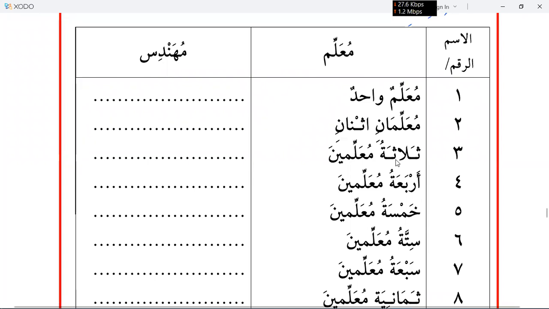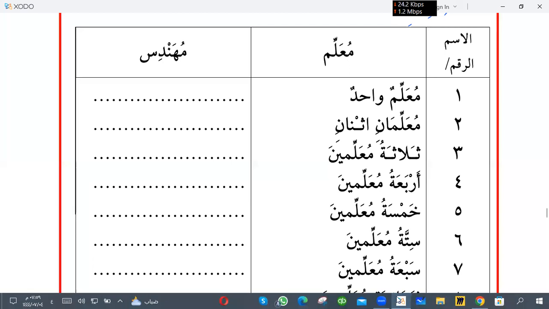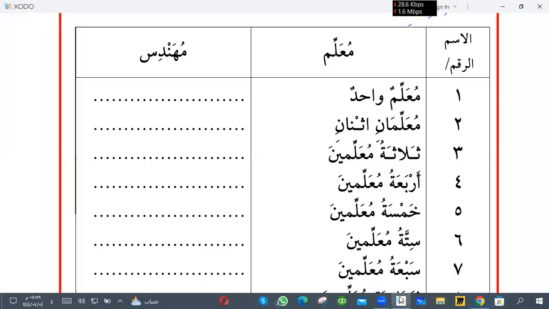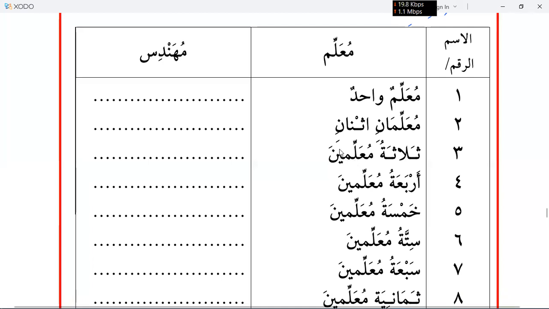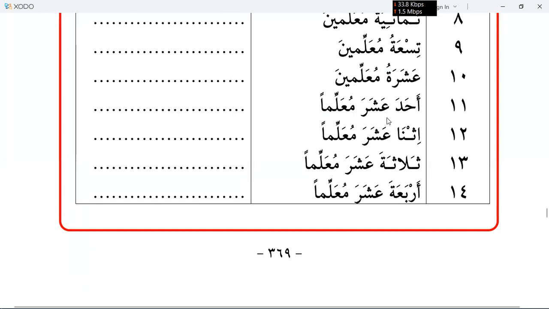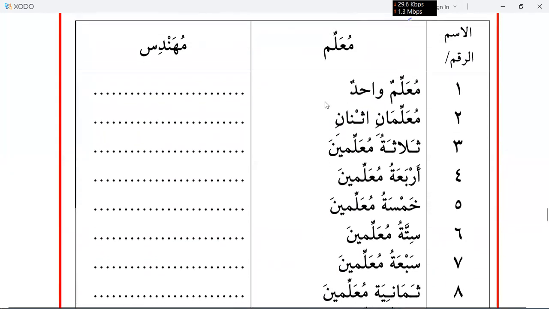Then, if you remember, today I have told you the rule from 3 to 10, the madud is jamma majroor. So you see, muallimin is jamma, and we are using the majroor form, which is the majroor form of jamma muzakkar salim? It is kasra, ya, sukun, noon, fatha. So here you also see kasra ya sukun noon fatha at the end of muallimin from 3 to 10. And then I did not tell you any rule after that. But no need for that. I will tell you at the end, inshallah.